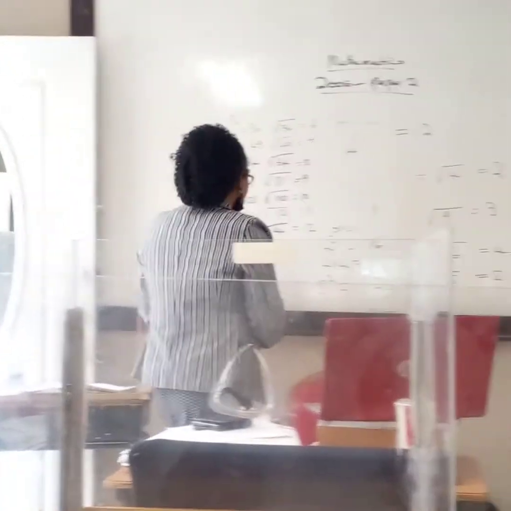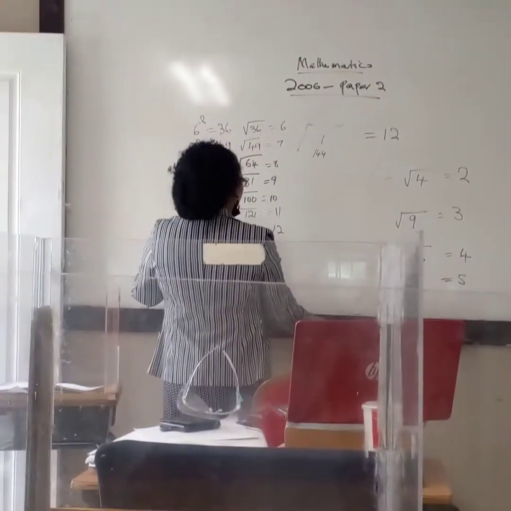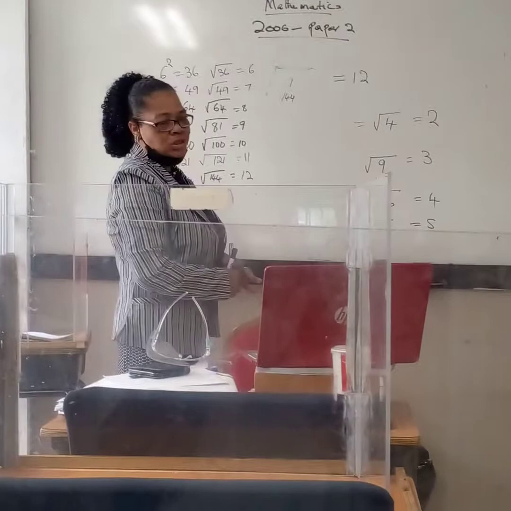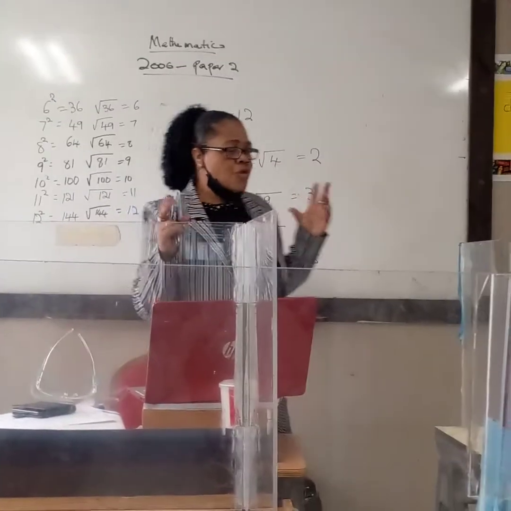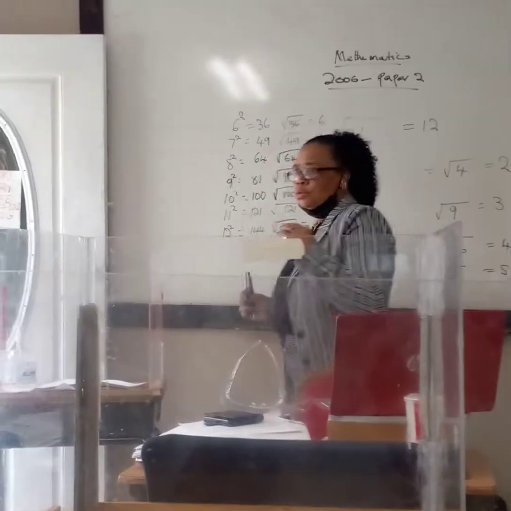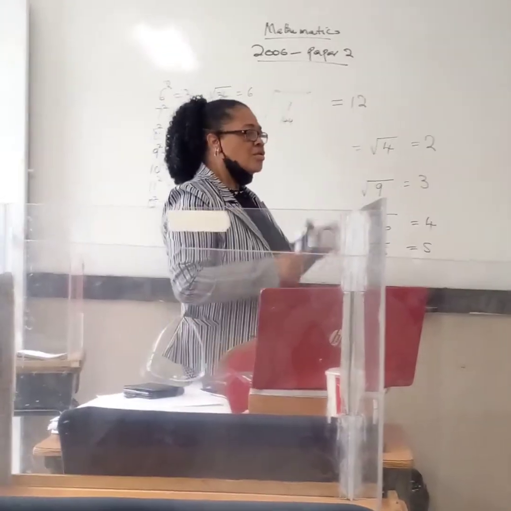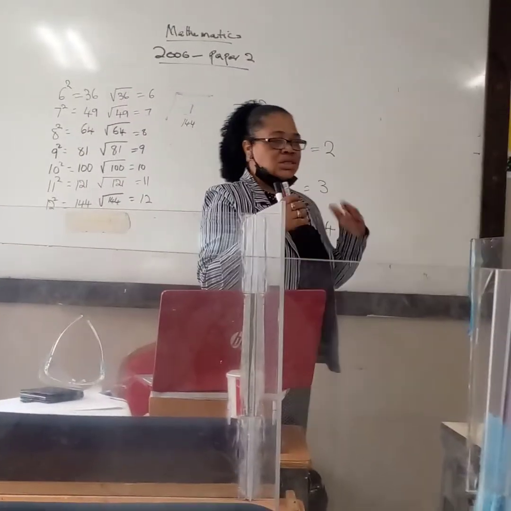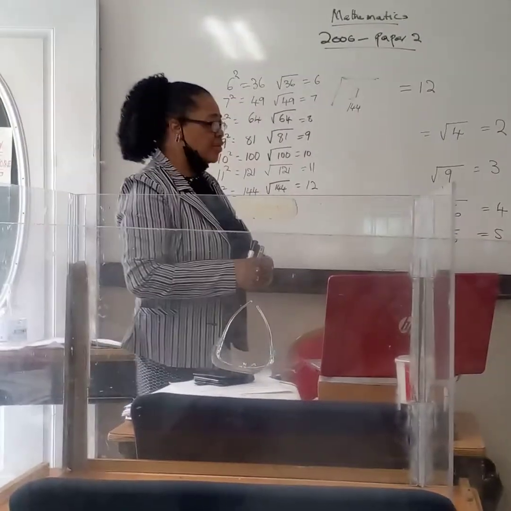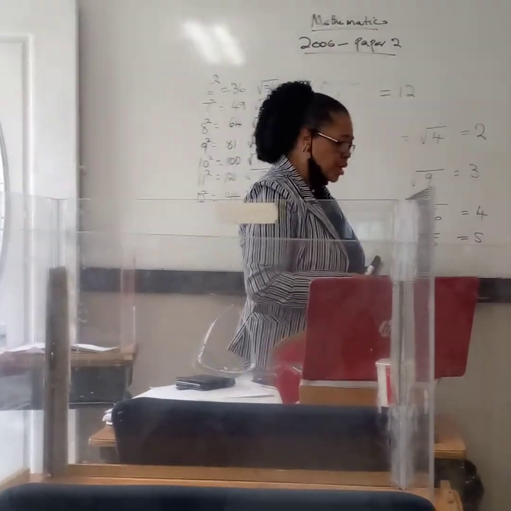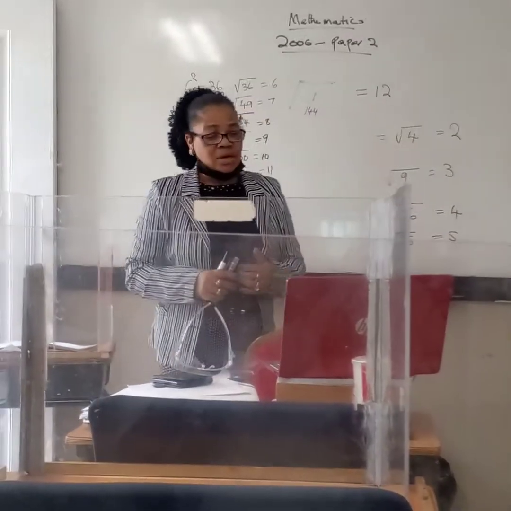And so I am supposed to know up to the 12 times table. 2 squared is going to give me 4. What's the square root of 4? 3 squared is going to give me 9. What's the square root of 9? 4 squared is going to give me 16. What's the square root of 16? 5 squared is going to give me 25. What's the square root of 25? 6 squared is going to give me 36. What's the square root of 36? 6. 7 squared is going to give me 49.